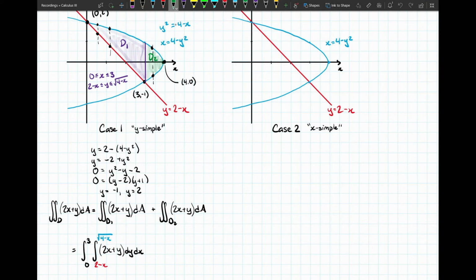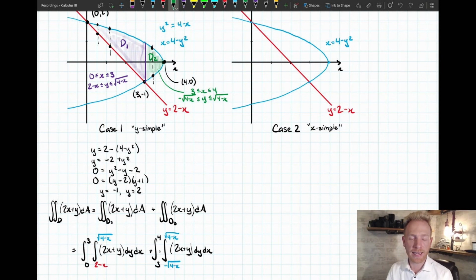Now let's take a look over here at D2. In this case, our values for x only need to range from 3 to 4 to complete the entire region that we're integrating over. The boundaries for y will start from the bottom half of the parabola, which is the negation of the root of 4 minus x, and go up to the top half of the parabola, which will be the positive root of 4 minus x. That's how we'll set up that second integral. We have the boundaries on x from 3 to 4, and the boundary on y from the negation of the root of 4 minus x to positive root 4 minus x.